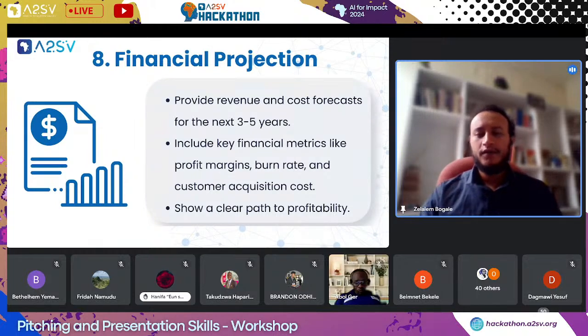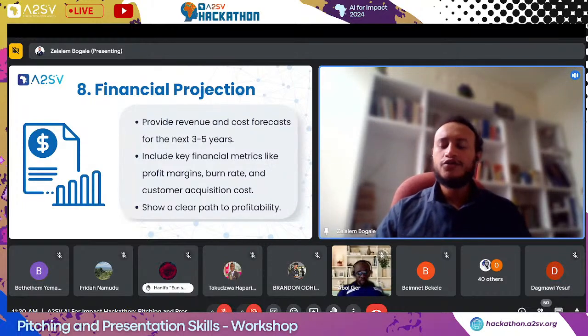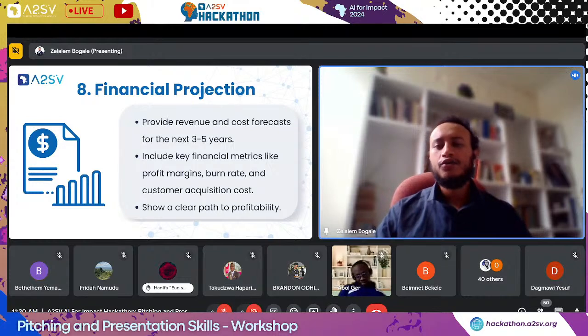It could be profit margins, your burn rate, your customer acquisition cost, and there are many different financial metrics that could be important based on the solution that you're bringing. So take some time to identify these key metrics for your product and do a forecast for them if possible. But definitely revenue and cost forecasts are very important.